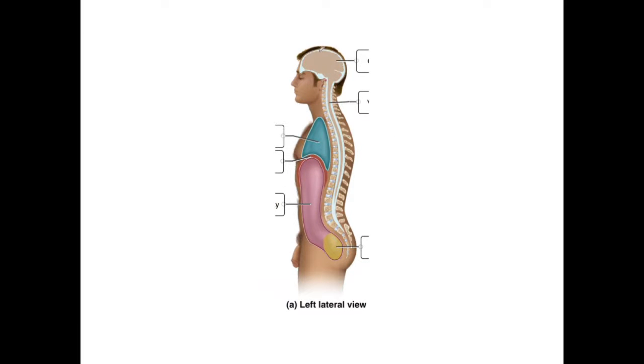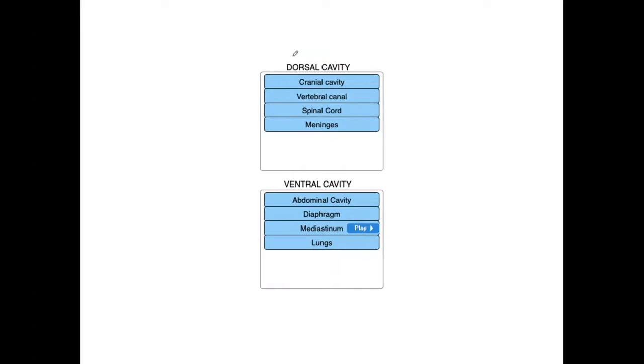So here, this is the cranial cavity. This is the vertebral cavity. Right here, this is either thoracic cavity or pleural cavity for the lungs. Here's the diaphragm. And then the purple is the peritoneum for the digestive organs. And then this is the pelvic cavity for the reproductive organs. This has been a drag and drop.